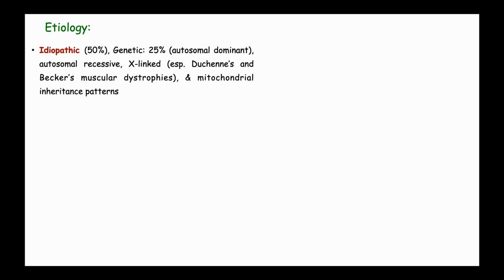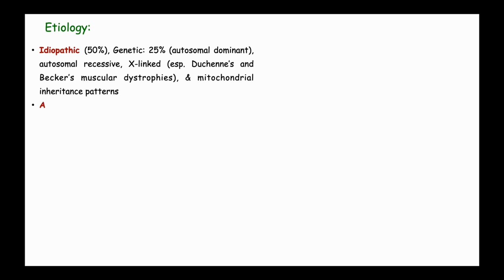So what causes dilated cardiomyopathy? When primary and secondary causes have been eliminated, 50% of the cause of dilated cardiomyopathy is idiopathic, meaning we don't know what actually caused it. We have 25% being inherited as autosomal dominant, where a variety of single gene mutations have been identified. There are also some autosomal recessive and X-linked forms, especially Duchenne's and Becker's muscular dystrophy, as well as some mitochondrial inheritance patterns.